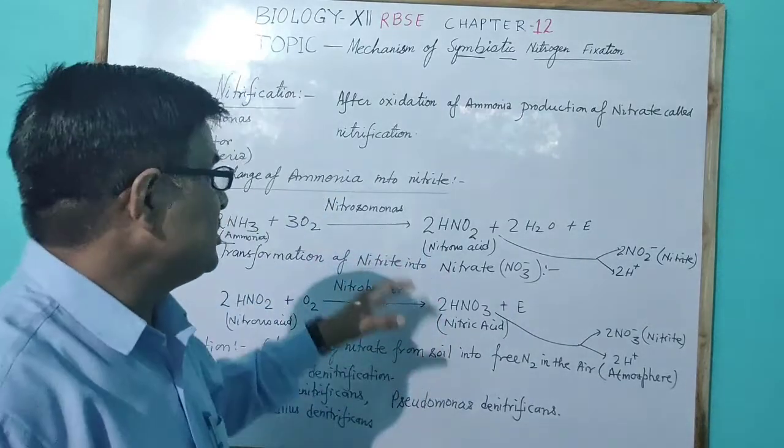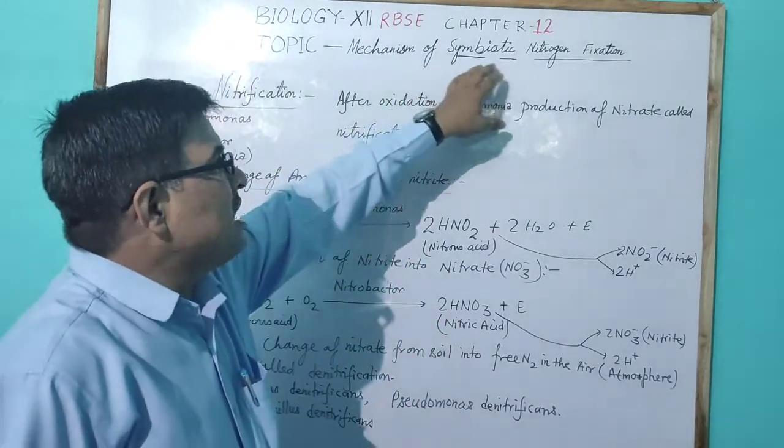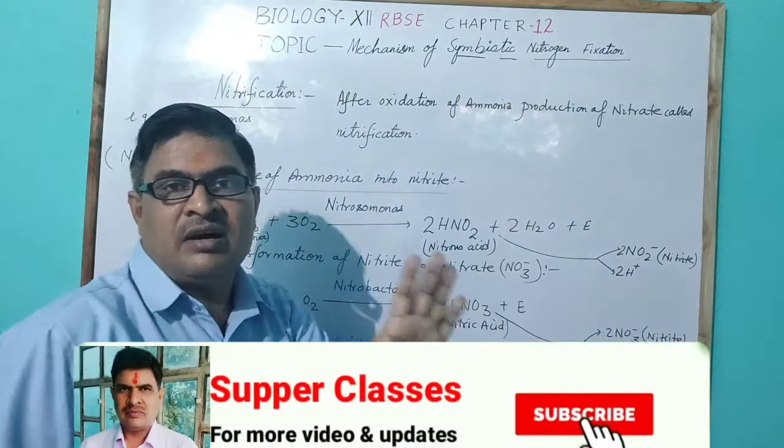So in this way, the explanation about the mechanism of symbiotic nitrogen fixation occurs in four steps.